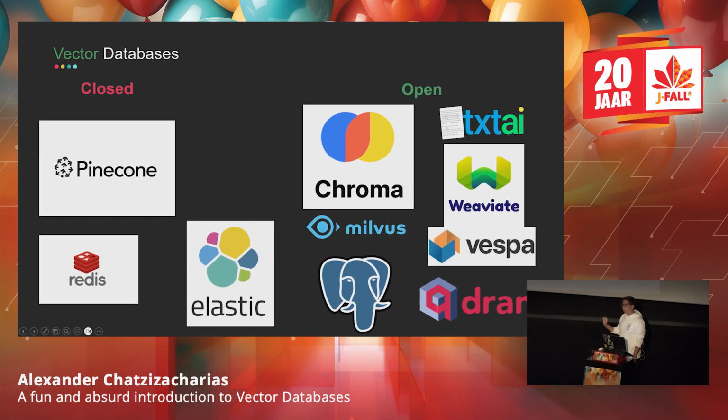So if you really want an open source database, everything to the right is open source. You can just find them on GitHub. Pinecone is the one that I found that is completely closed. Redis, the vector module is part of Redis Stack, which is closed source. Elastic, I'll be honest, I don't know. If you look on their website, it's like, yeah, we are open, but we are not open source. I'm like, what does that mean? But yeah, I don't know.